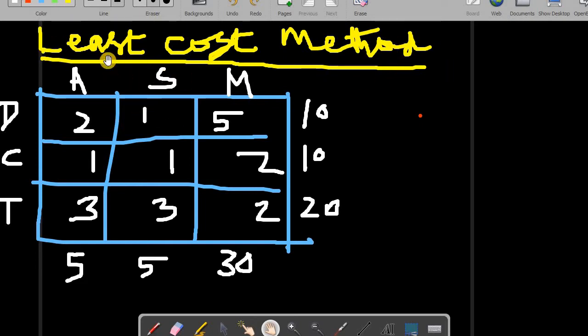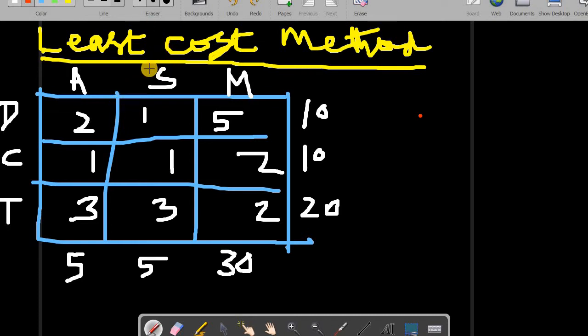As I already explained to you, these are the production centers and these are the destinations. So three production centers, three destinations. The total amount of production is 40, and the total demand is also 40. So it is a balanced problem. How to solve this by the least cost method? That is what we are going to see today.